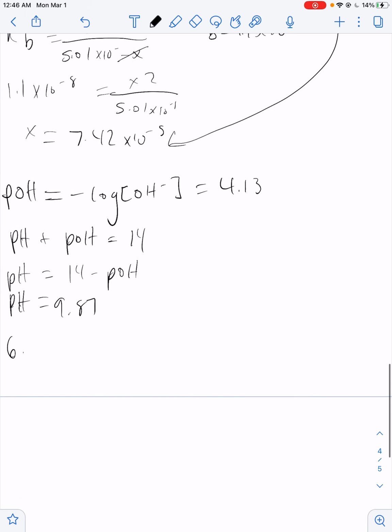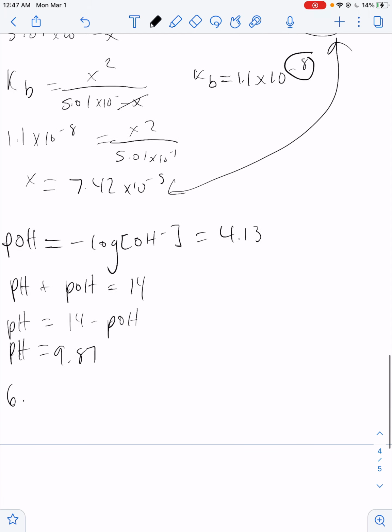Question 6 now. Question 6 is the exact same as question 5. It's the exact same.